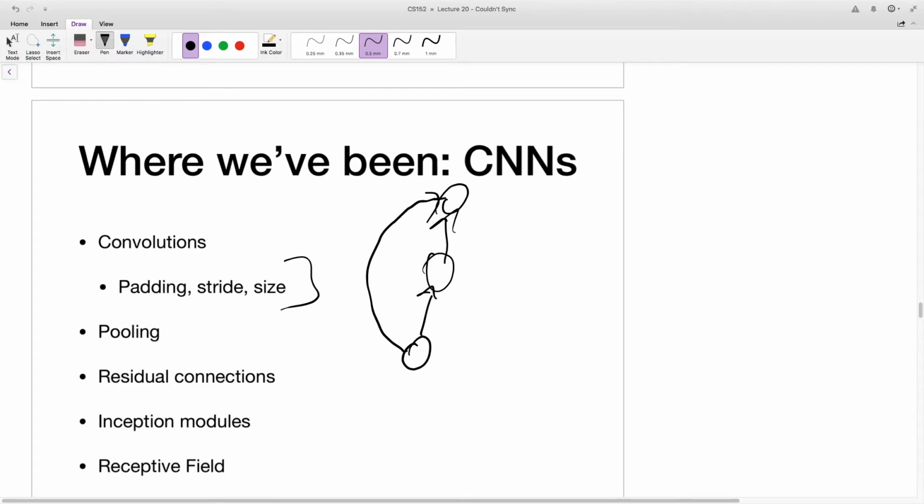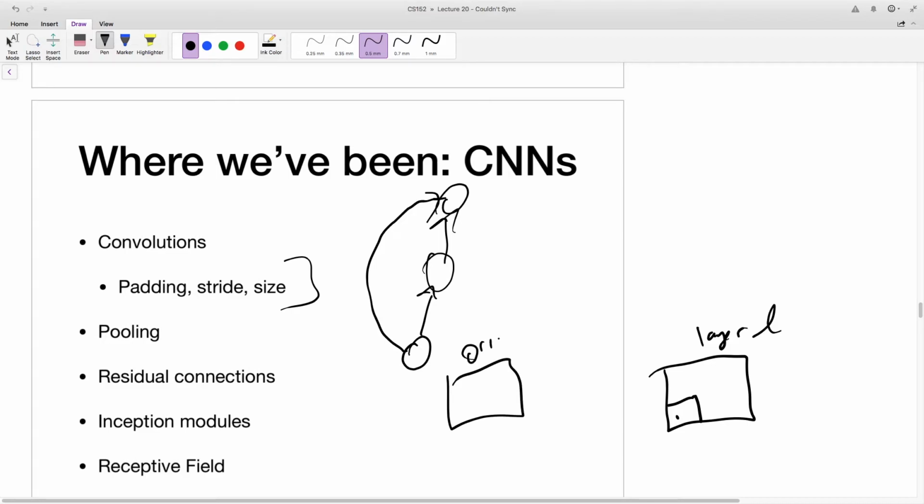Inception modules, we've talked about the receptive field, right, which is at a particular activation, let's say here. So this is at layer L. Which pixels affected it from the original? And it might be, let's say, those that affected this.